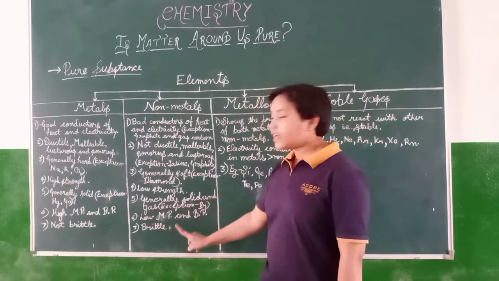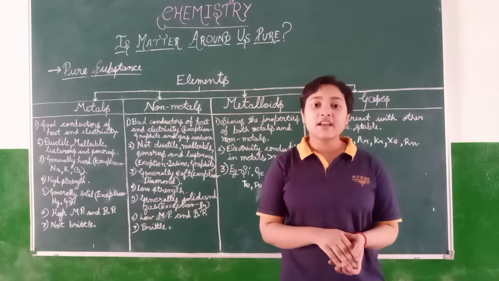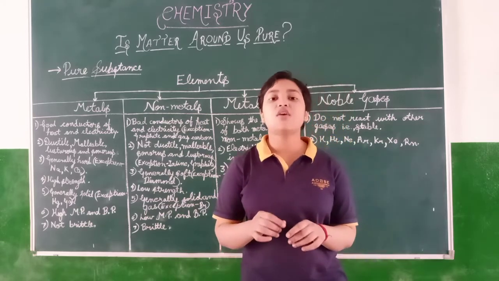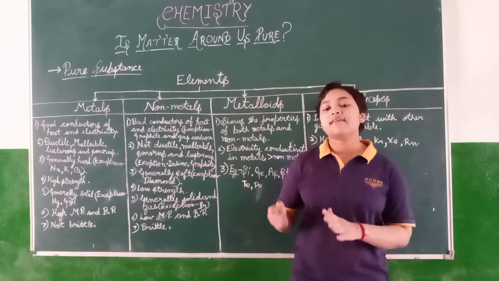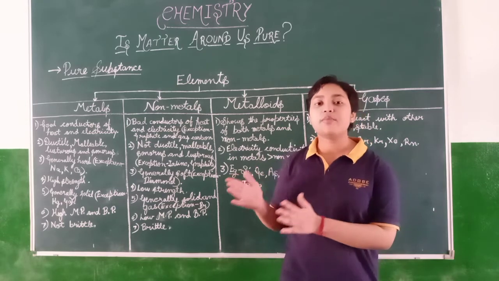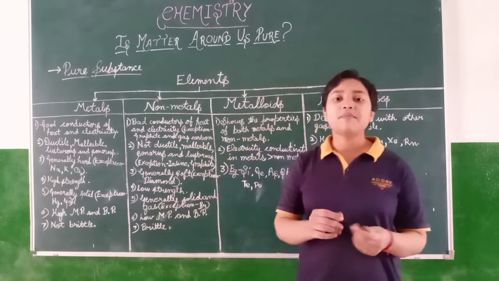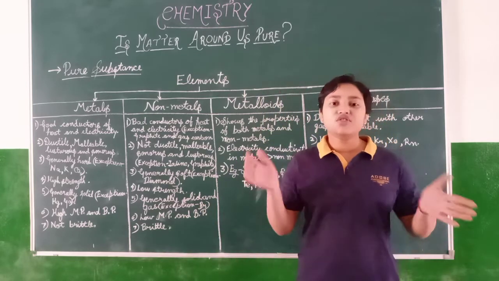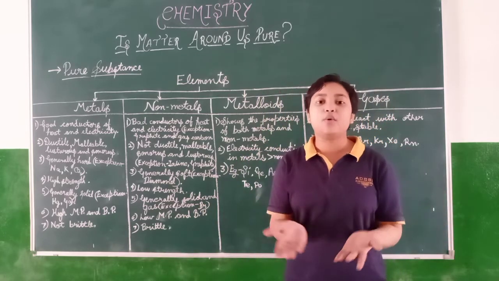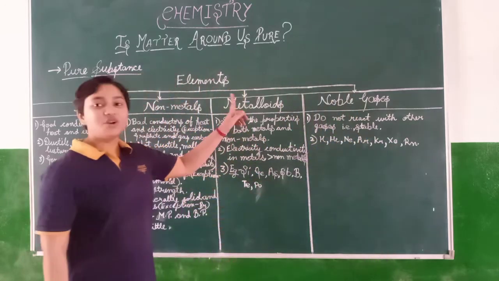They have low melting and boiling points, because they can be broken and powdered very easily. So they do not have very high melting and boiling points. They are brittle, they can be powdered very easily. When you just crush them, they will just become powder. So these are non-metals.